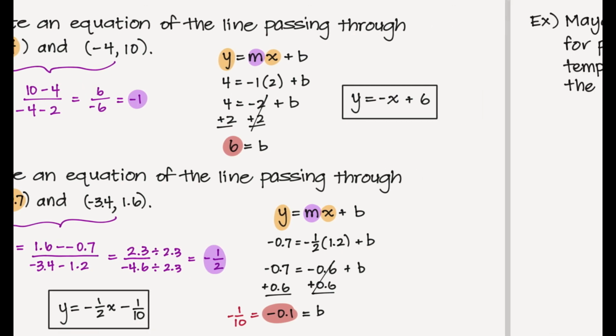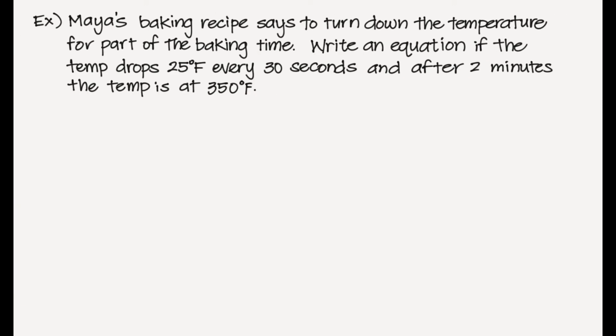All right, we're going to do one more problem together. Maya's baking recipe says to turn down the temperature for part of the baking time. Write an equation if the temperature drops 25 degrees every 30 seconds, and after 2 minutes, the temp is at 350 degrees. So I'm going to begin by just highlighting some important information. And what I'm looking for is the slope, but also a point.